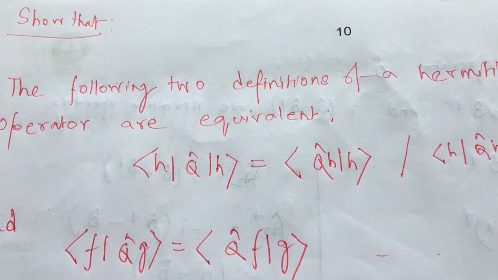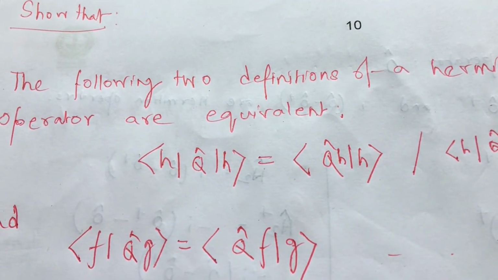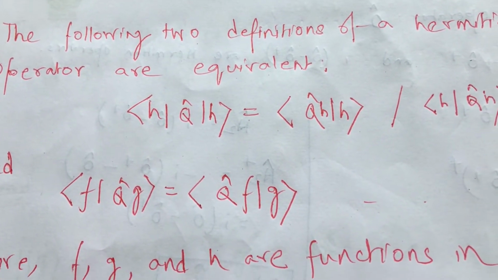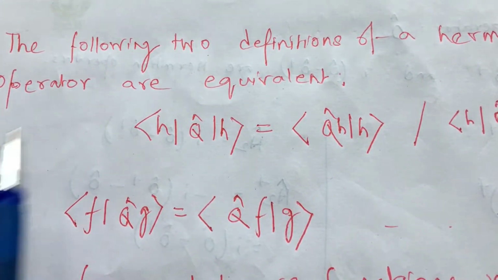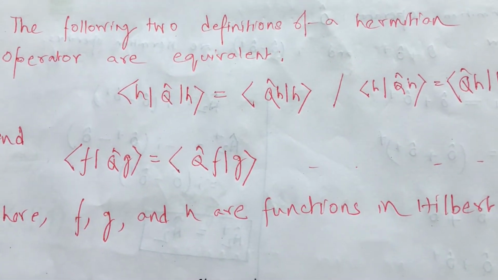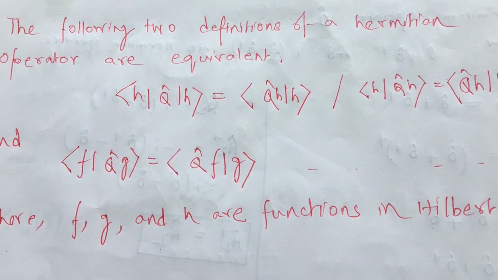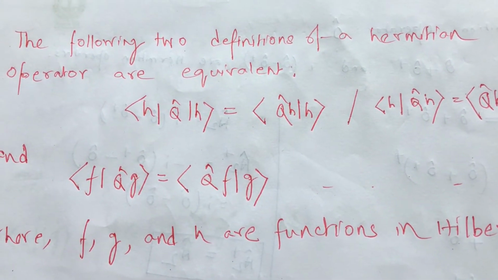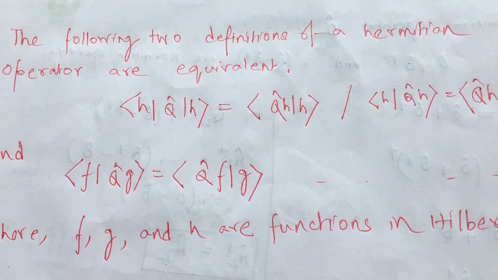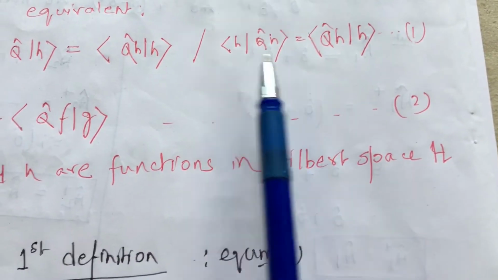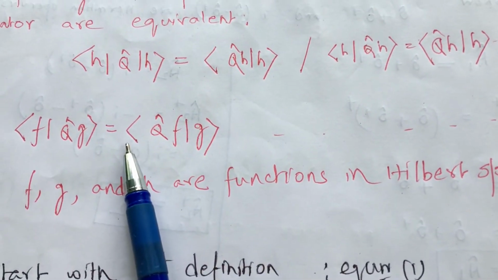Let's do some problems regarding operators. First, we will deal with Hermitian operators. The statement of the problem is like this. We need to show that the following two definitions of Hermitian operators are equivalent, and the definitions are equation number 1 and equation number 2.